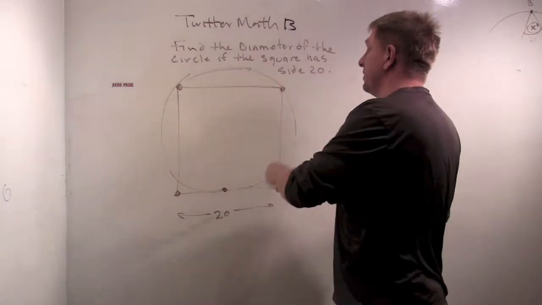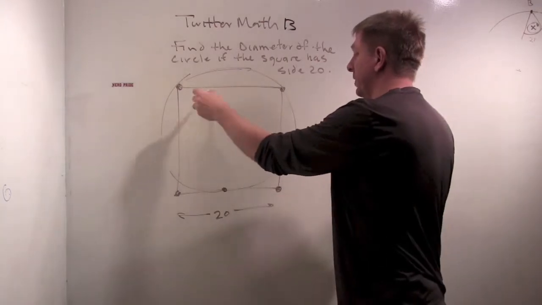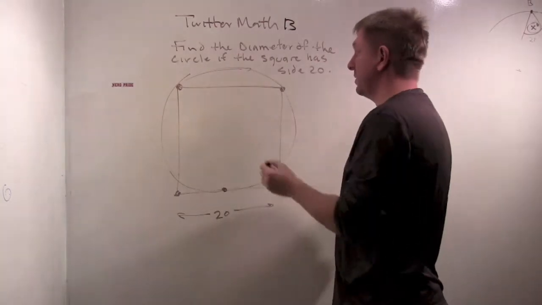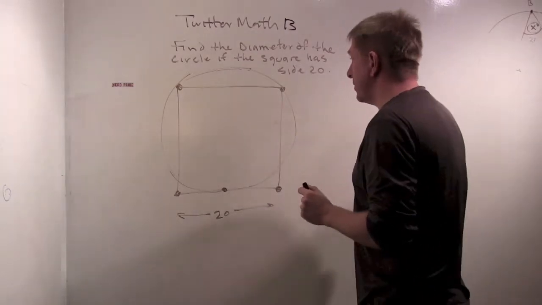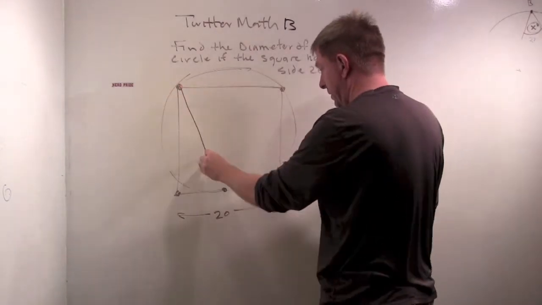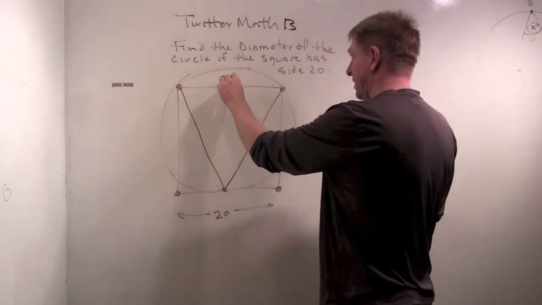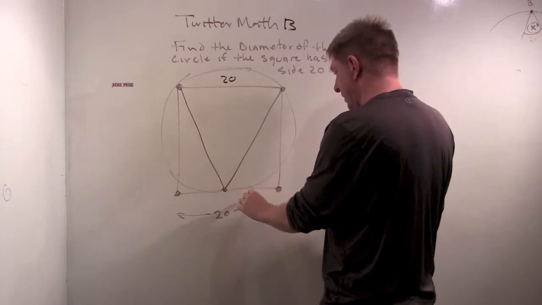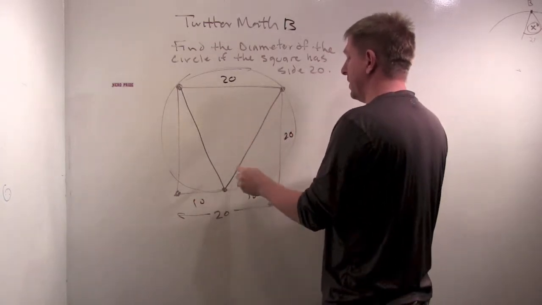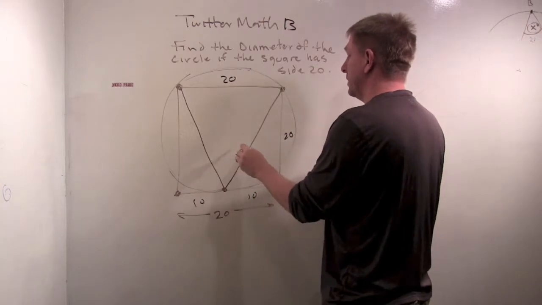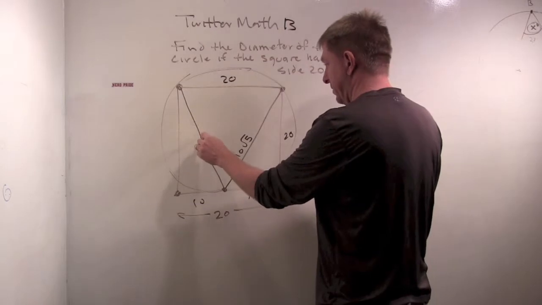So I've got a circle and a square. The square has a side length 20, and the question is, when the circle hits the square as pictured here, what is the diameter of the circle? So what I would do here is I would draw in this isosceles triangle here that has a side of 20. These are going to be 10 and 10. So the two sides of the isosceles triangle are going to be 10 times the square root of 5 and 10 times the square root of 5.